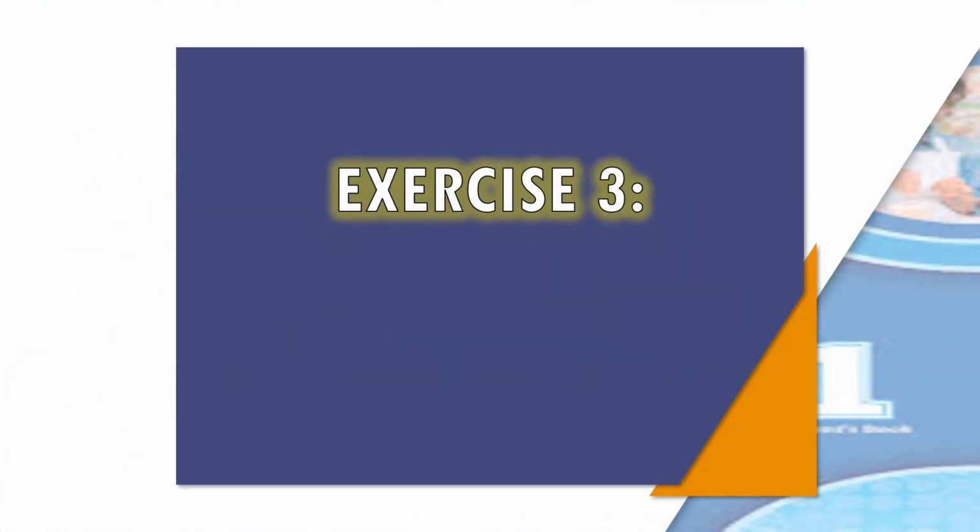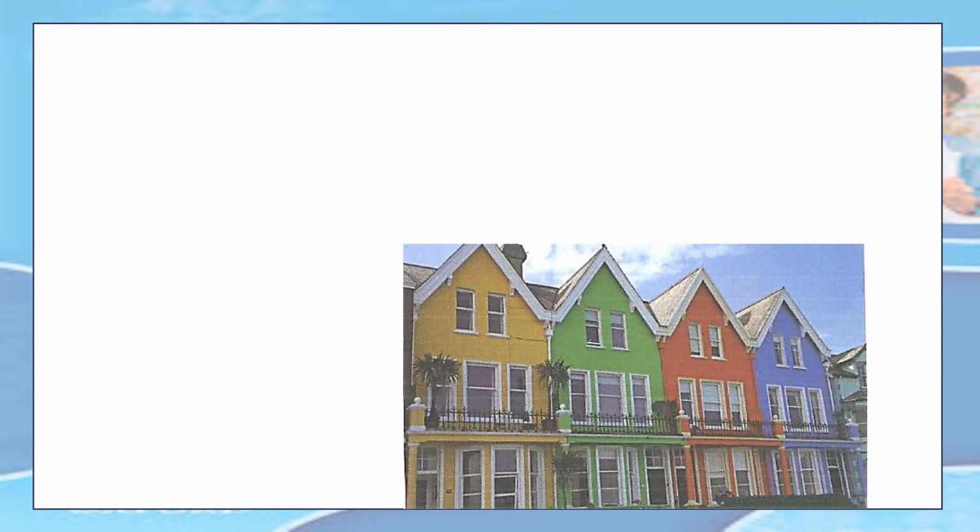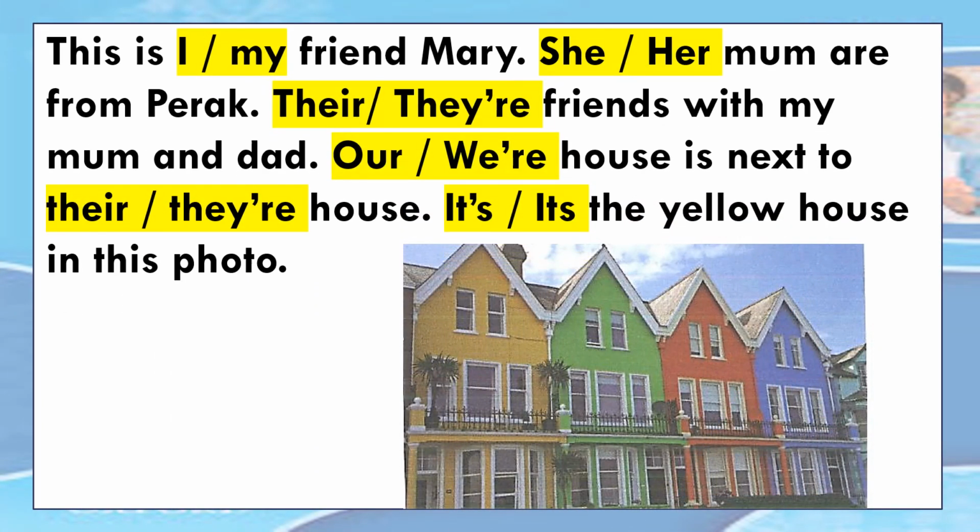Okay, so for the last exercise today, I want you to do it in your exercise book or worksheet again. Okay, so read the text. There are two answers for each sentence. I've already highlighted it. For example, number one, this is I, my friend Mary. Choose the correct possessive adjective and circle it, or you can just write the correct answer here.